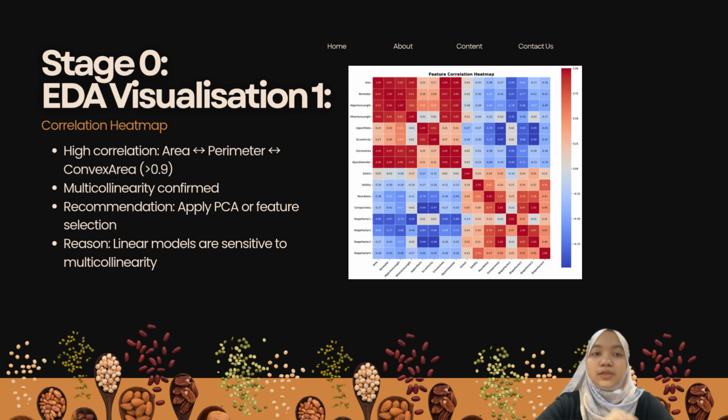And this is important because linear models like logistic regression are sensitive to multicollinearity. Based on this observation, we recommend feature selection or PCA for future model improvement stages. This heat map also helps us better understand the relationship between geometric features before training the model.